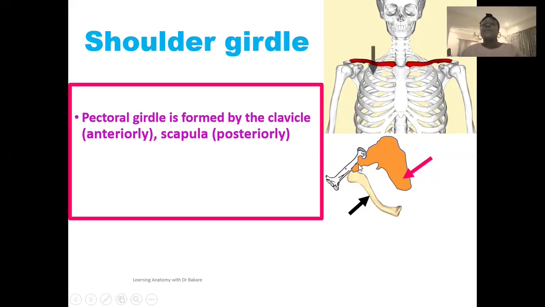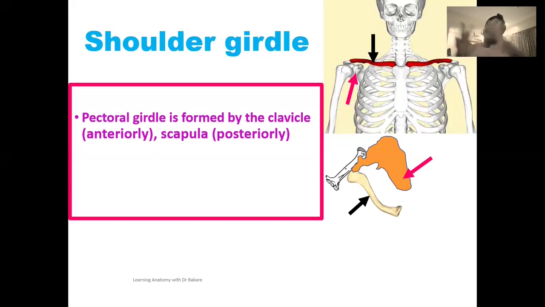Going to this upper image, this is where we have the clavicle arrowed in black, which is located in the anterior region. And at the posterior region is where we have the scapula. And at the lateral region of the scapula, we have an indentation that is referred to as the glenoid cavity. This is an indentation that is created to receive the head of the humerus. And this is where we have the creation of the shoulder joint that is also referred to as the glenohumeral joint.